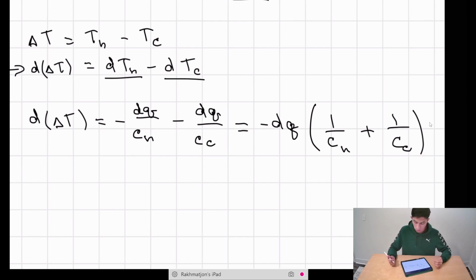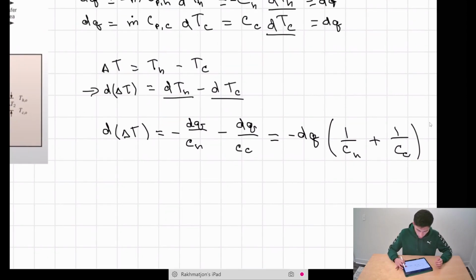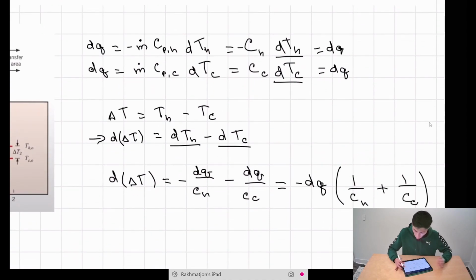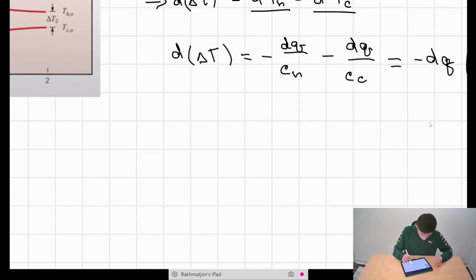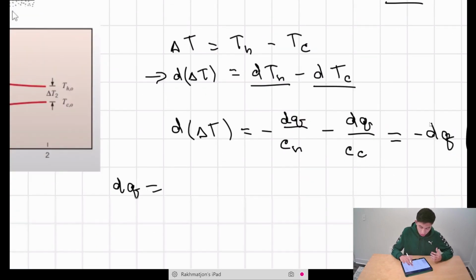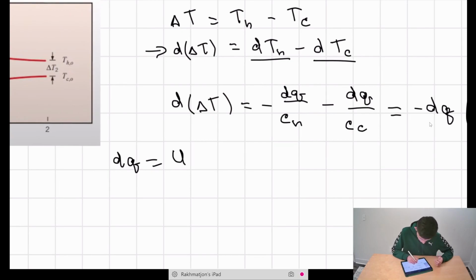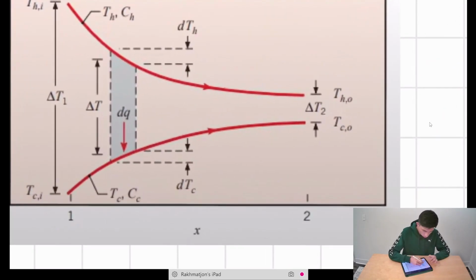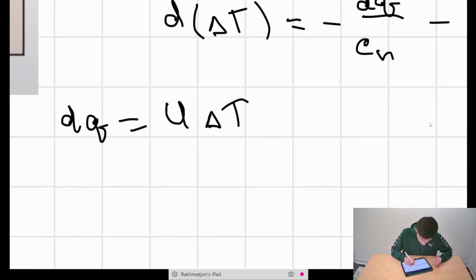it's just the algebra, so we're factorizing the dq, so we are left with 1 over the heat capacity rate of a hot stream plus 1 over the heat capacity rate of a cold stream. So here we have another equation, which is dq equal to the heat transfer coefficient U, times delta T, the change of temperature at any point, times the differential area dA.